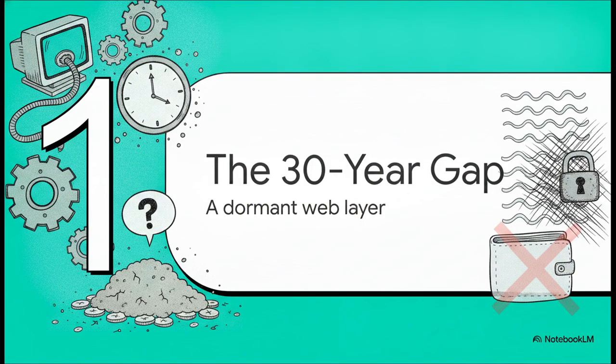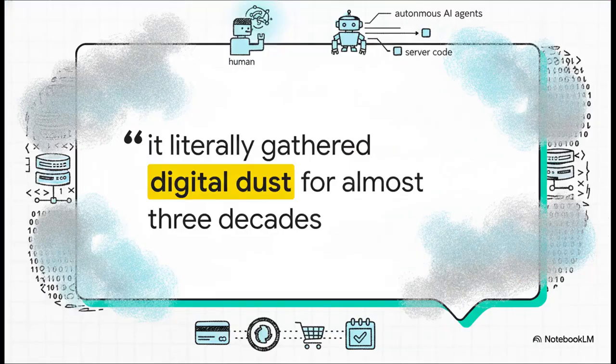Section 1. The 30-year digital gap. We really got to address the bizarre reality of this dormant web layer. The source material gives us this absolutely perfect explanation. It literally gathered digital dust for almost 3 decades just because humans don't naturally shop through raw server error codes.